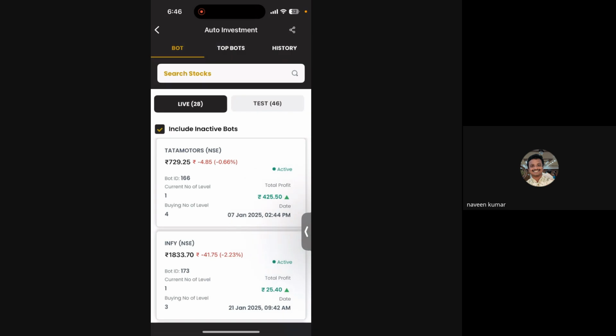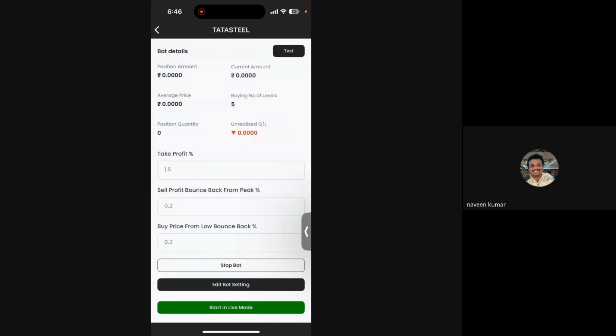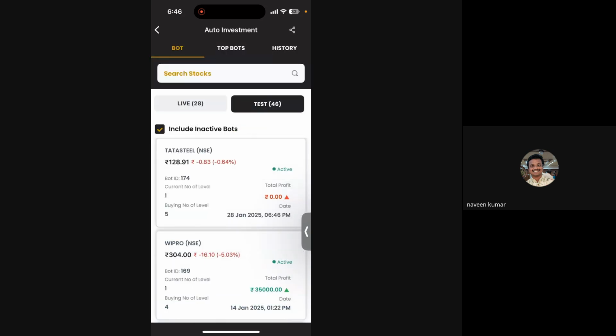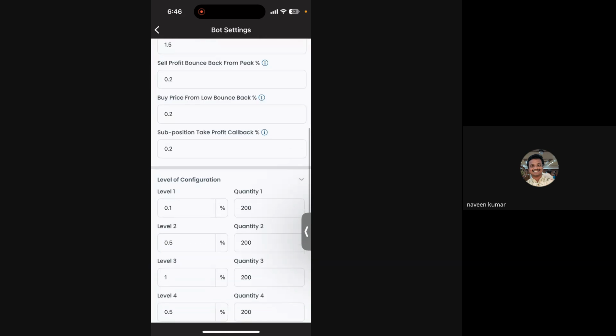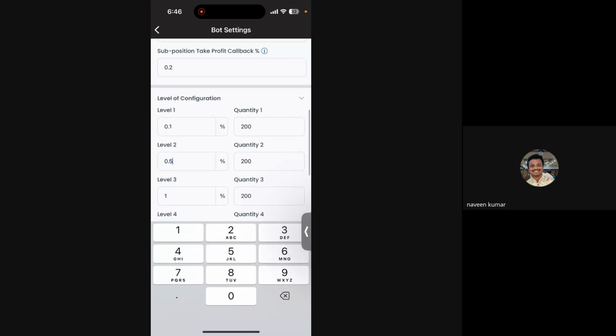Now, once you click on this and come here, you can see on top of the bots, the Tata Steel bot created on 28th January at 6:46, which is present in the live tab. If you want to edit this, you can make changes if you feel. Tomorrow, if you come and see the top gainers and losers, and the market is falling, you can just come and edit and change the levels. Sometimes you may have to buy at 1% down. If the market is very bearish, you change the levels to 1% down and accumulate 200 shares.